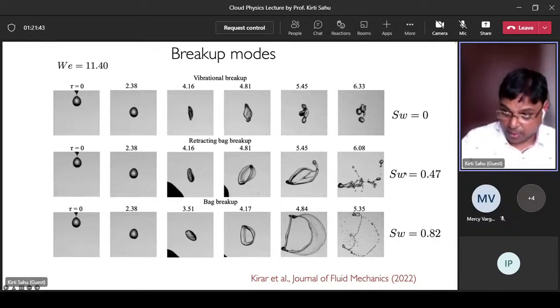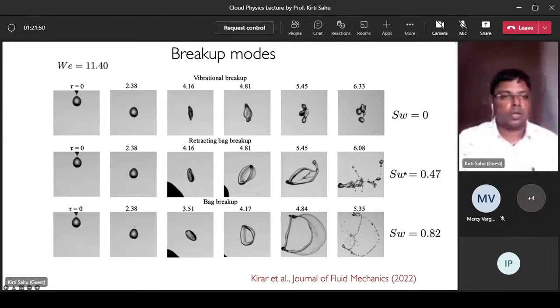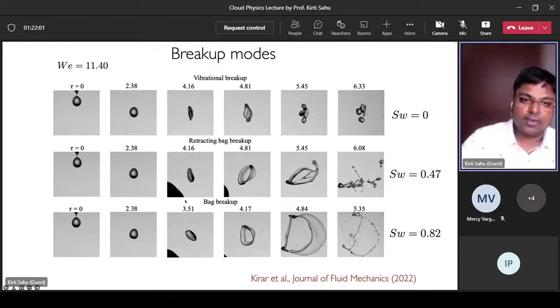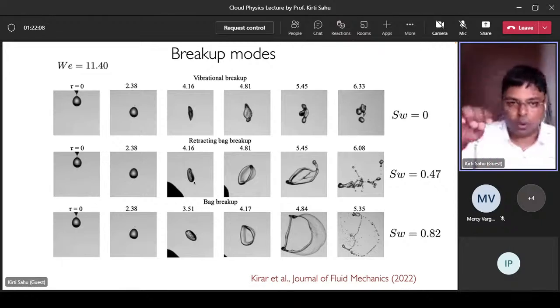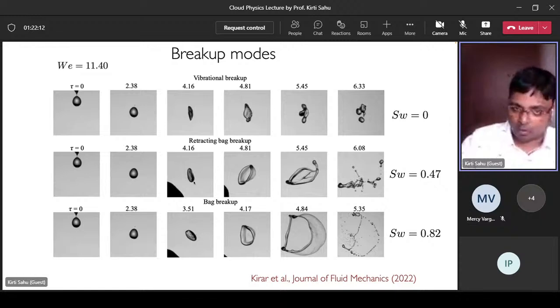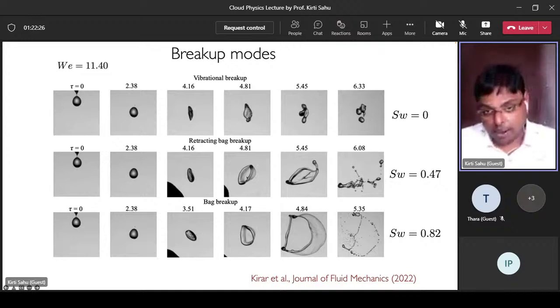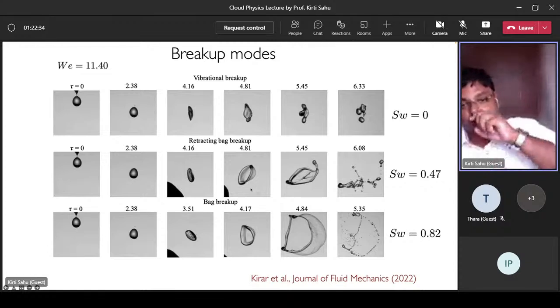When we increase the swirl number, when we put a swirl number of 0.47, we observe a new breakup mode. Here, the droplet forms asymmetrical shapes, as you can see at time t equal to 4.16. The bottom part of this droplet encounters an opposite flow, whereas the top part encounters a co-flow configuration. So the liquid from the top migrates downward, thereby increasing the thickness of the bottom part of this droplet. In this case, only the top part will participate in the bag formation process, whereas the bottom part becomes thicker.